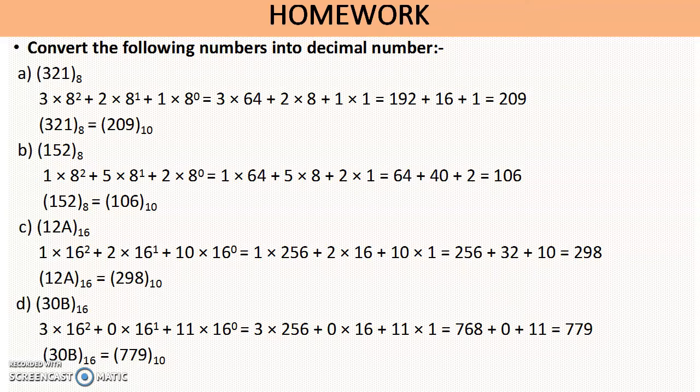The last one is 30B to the base 16. To convert it into decimal, we will multiply 3 with 16 to the power 2, 0 with 16 to the power 1 and 11 with 16 to the power 0. The value of B is 11 from the hexadecimal to decimal conversion table. Now by adding these, we will get 768 plus 0 plus 11, which will result in 779. So 30B in hexadecimal is equivalent to 779 in decimal.